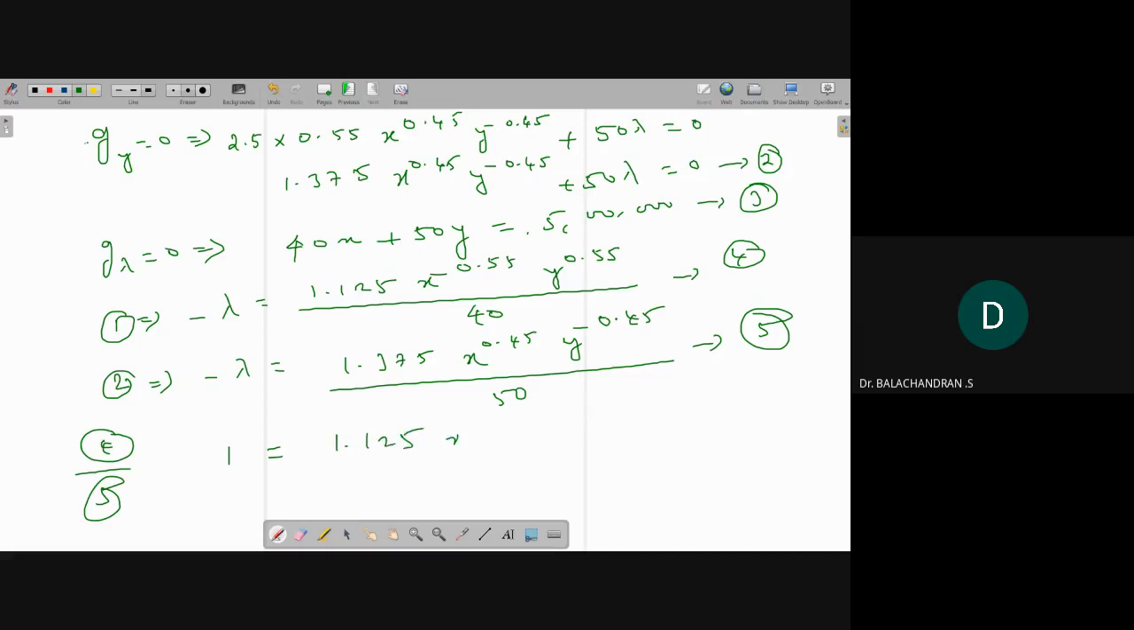1.125 into x power minus 0.55 divided by 40 into 50 divided by 1.375. So x power 0.45 equals y power minus 0.45. Okay.